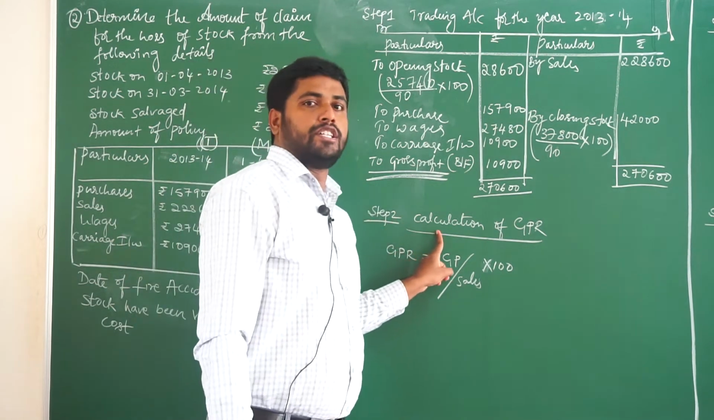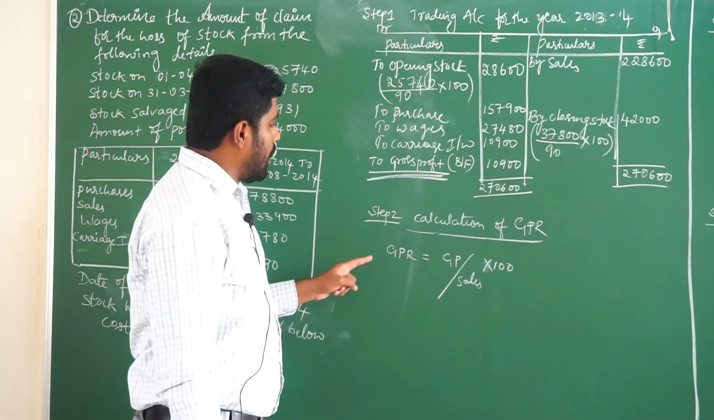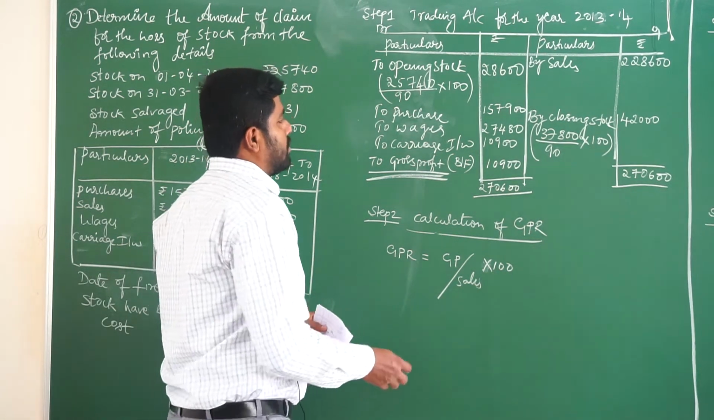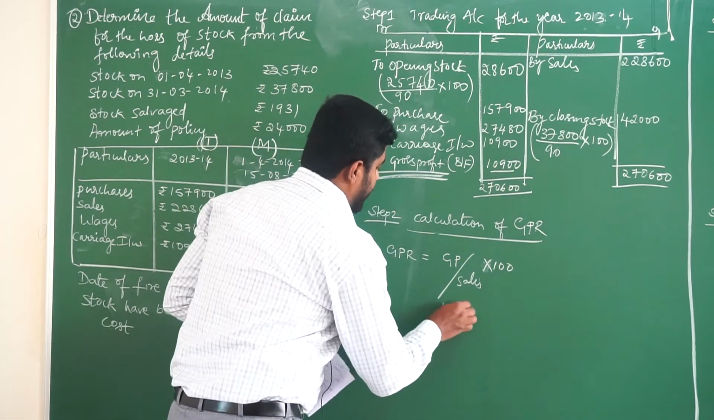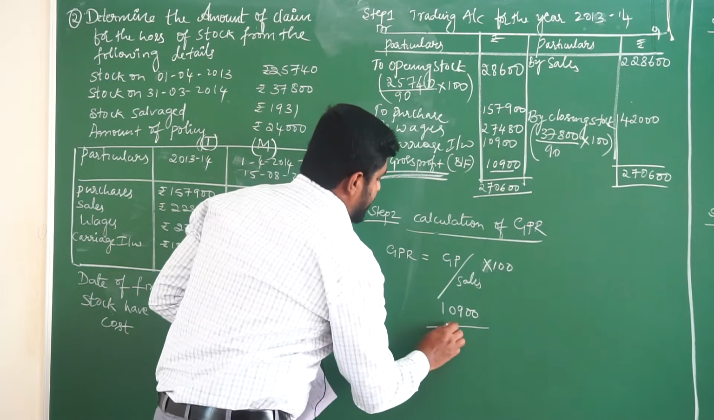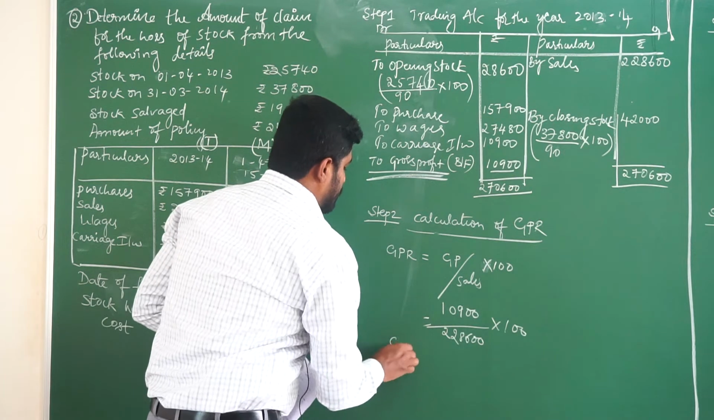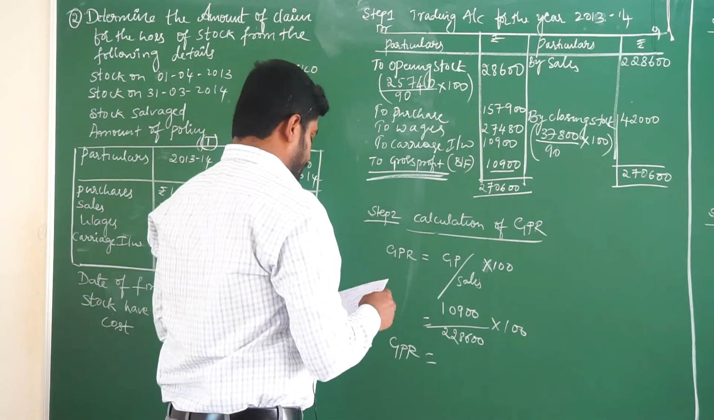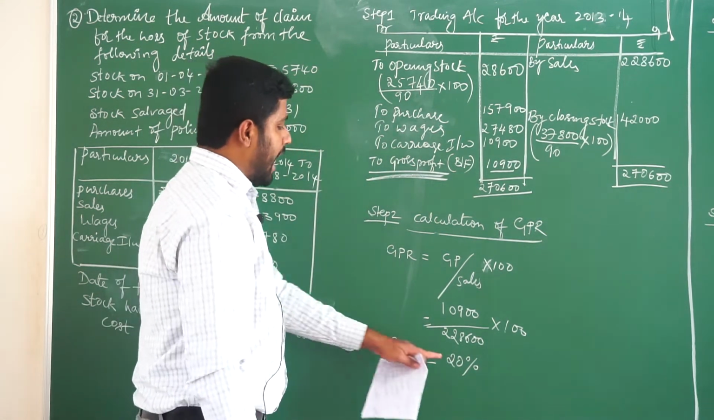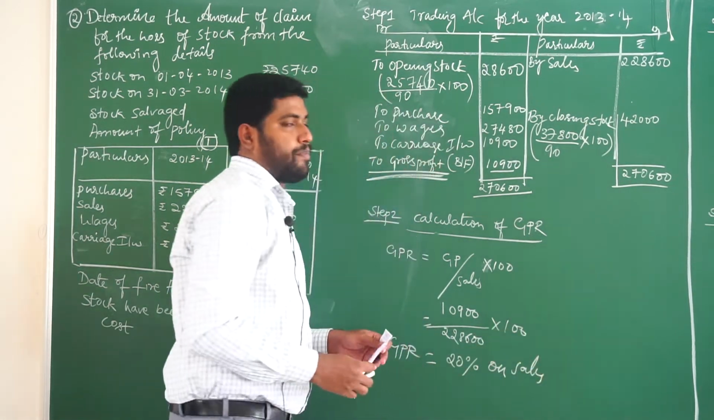Now move on to step number 2. In step number 2, we are calculating the percentage of gross profit, and we have the formula GPR equals gross profit divided by sales multiplied by 100. In the trading account, the gross profit is 10,900 divided by sales. The sales is 2,28,600 multiplied by 100. So GPR will be 20%. The profit percentage is 20%, and this should be calculated on sales. So 20% on sales. This is step number 2.